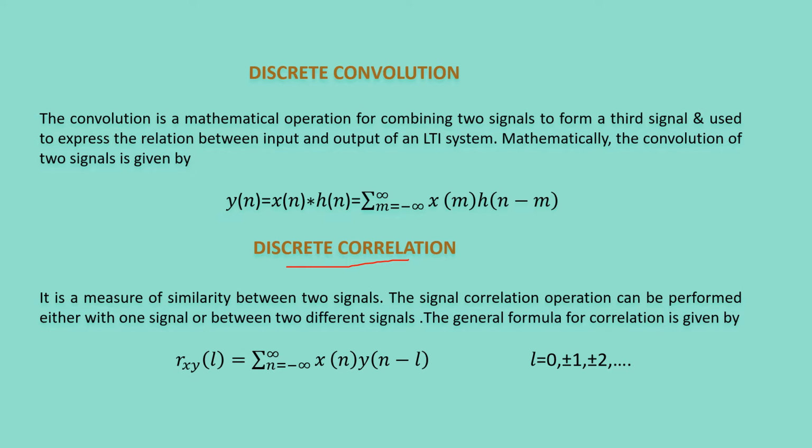This correlation can be performed either with one signal or between two different signals. If it is performed with one signal, it is known as autocorrelation. If it is performed between two different signals, then it is cross correlation. General formula is Rxy of L equals sigma n equals minus infinity to infinity x of n into y of n minus L, where L takes values 0, plus or minus 1, plus or minus 2 and so on.